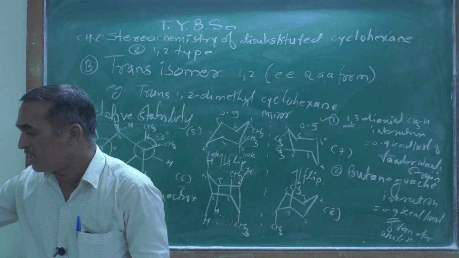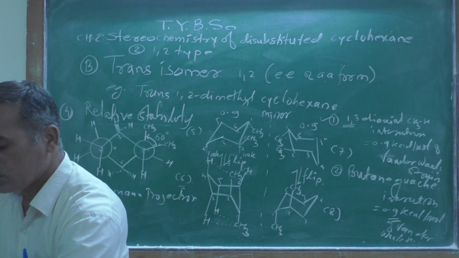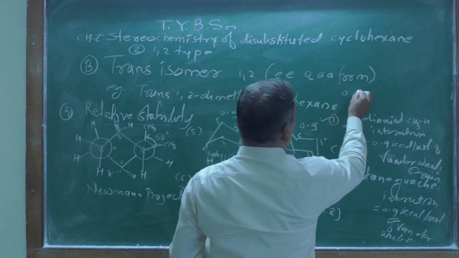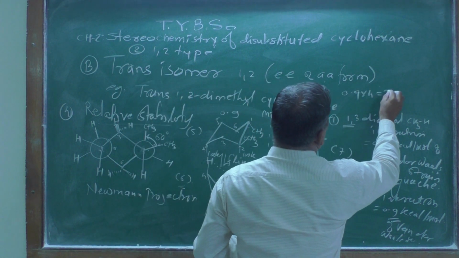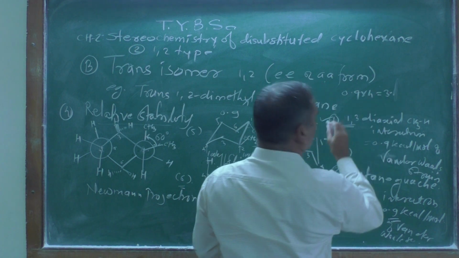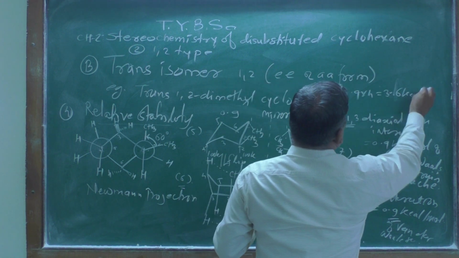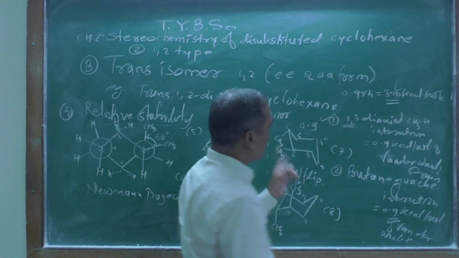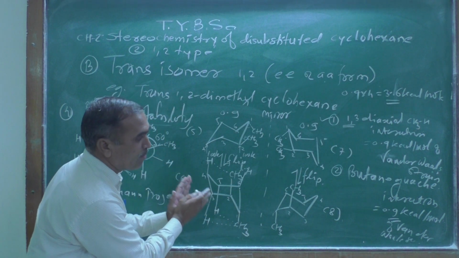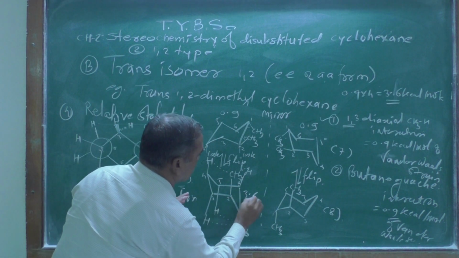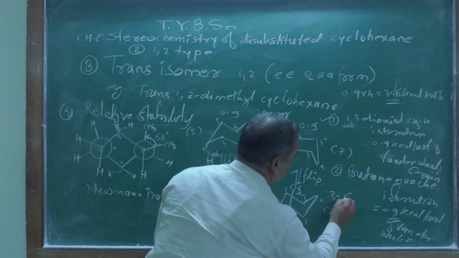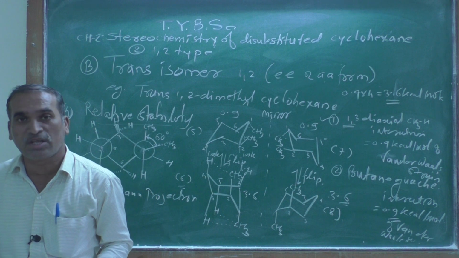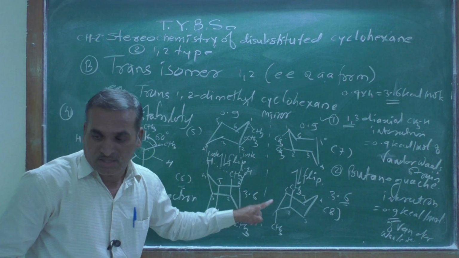And 4 1,3 diaxial interactions, and so how much is the total energy? So 0.9 times 4 is equal to 3.6 kilocalorie per mole of van der Waals strain. This much energy this conformation has, this having 3.6 kilocalorie per mole of van der Waals strain. This is the energy associated with this, right?